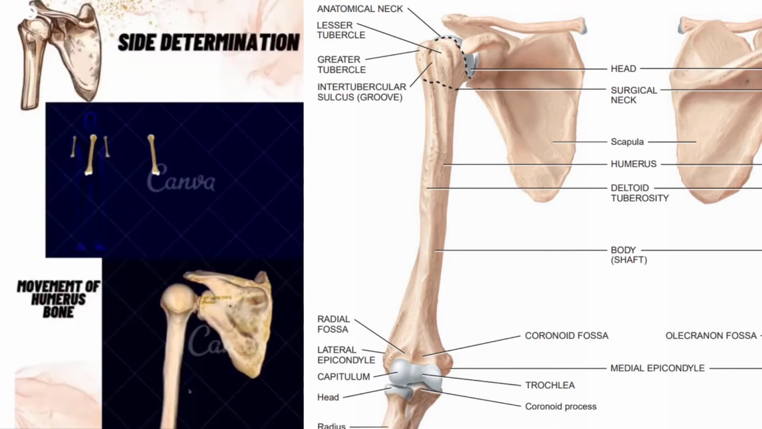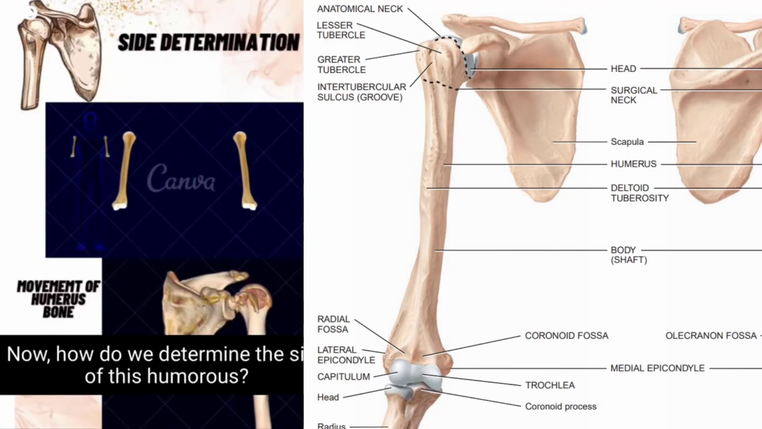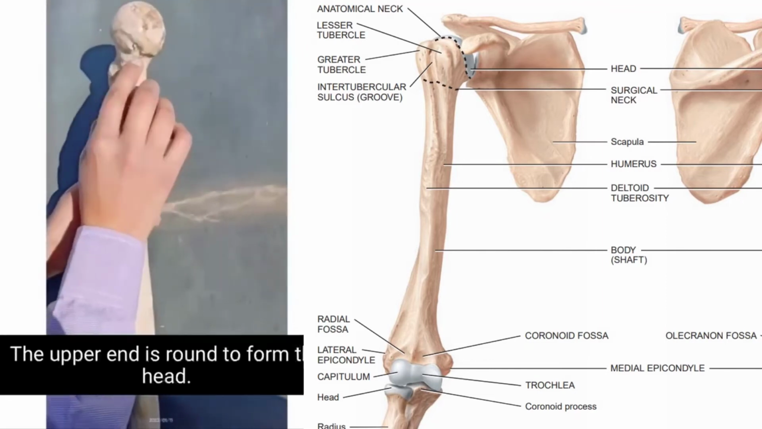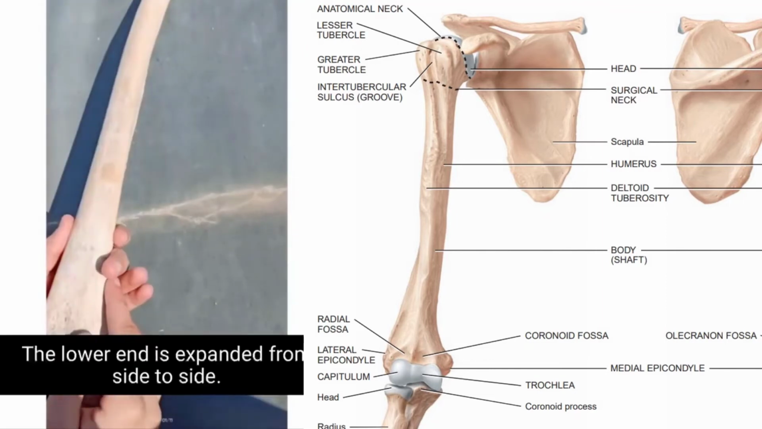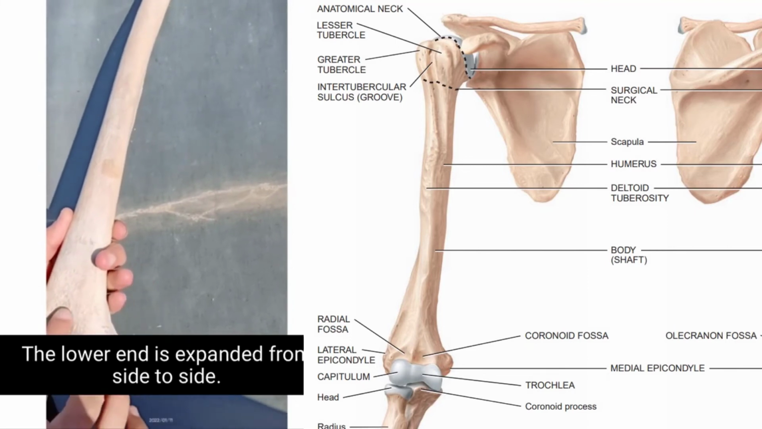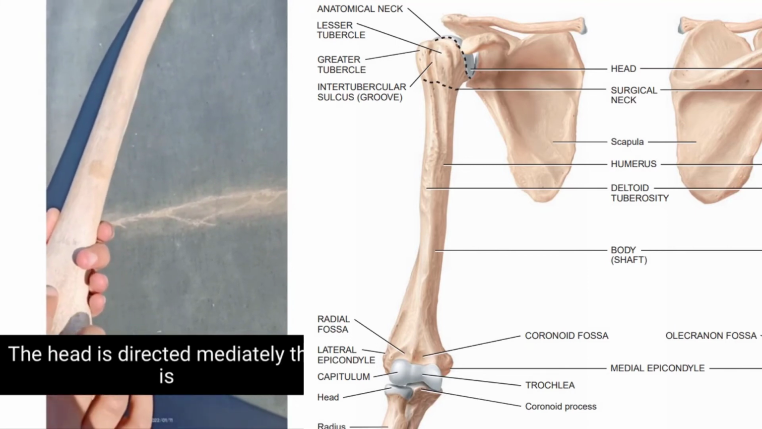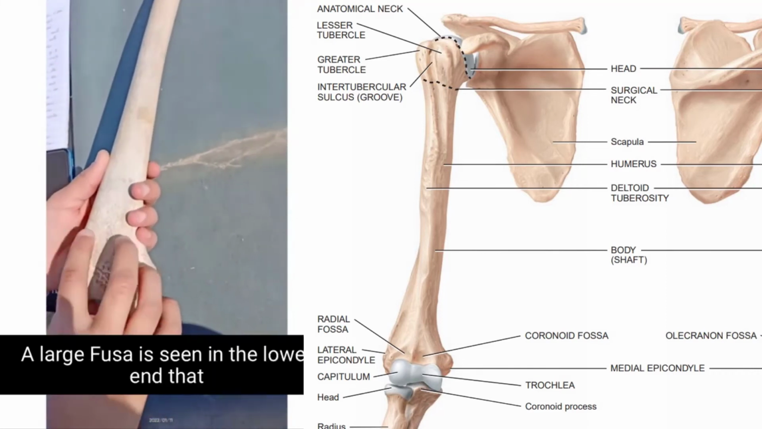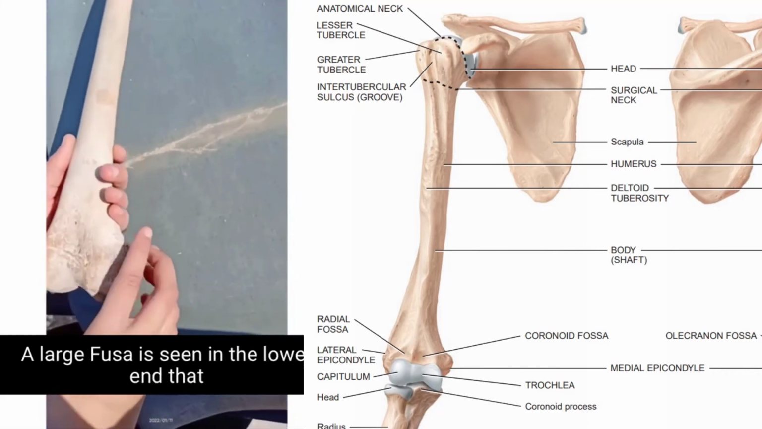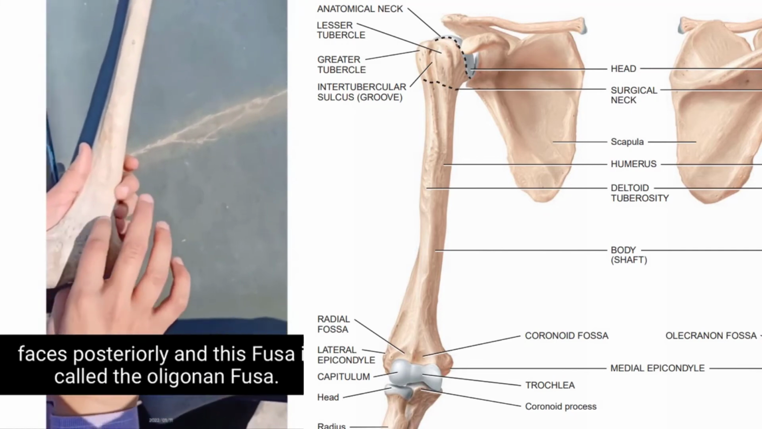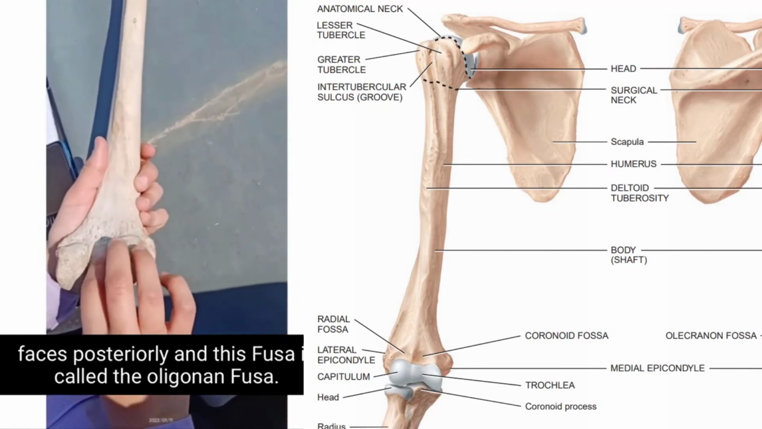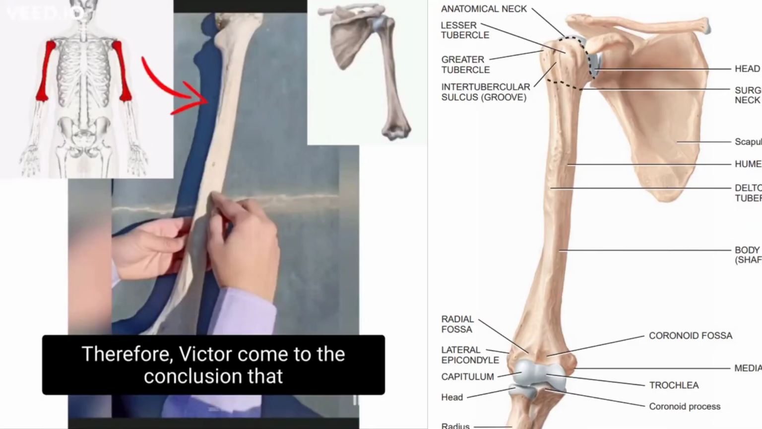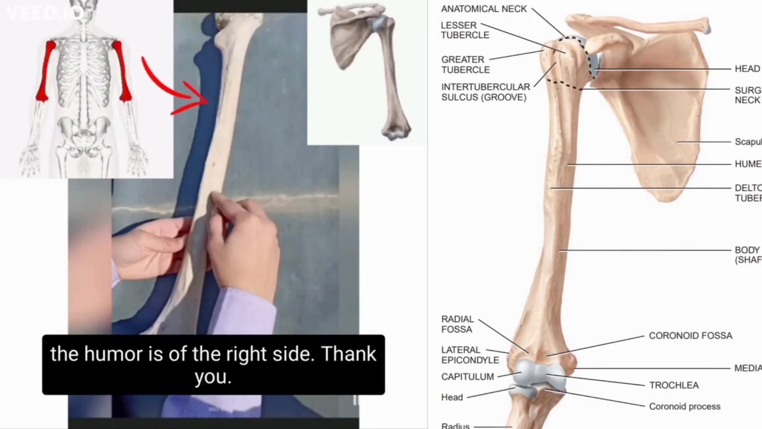Side determination. Now how do we determine the side of this humerus? There are basically 3 points. The upper end is round to form the head. The lower end is expanded from side to side. The head is directed medially, that is towards the body, upwards and backwards. A large fossa is seen in the lower end that faces posteriorly, and this fossa is called the olecranon fossa. Therefore, we come to the conclusion that the humerus is of the right side.